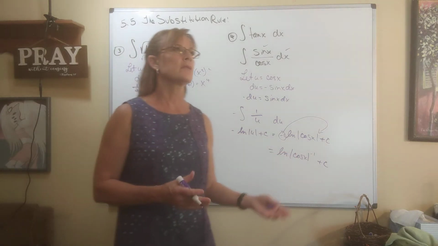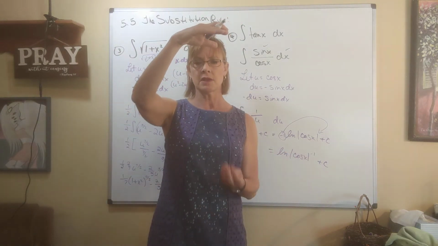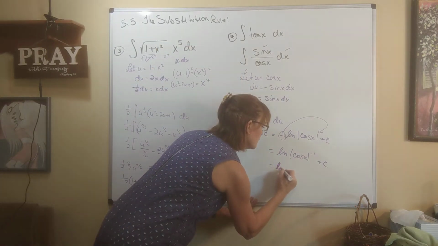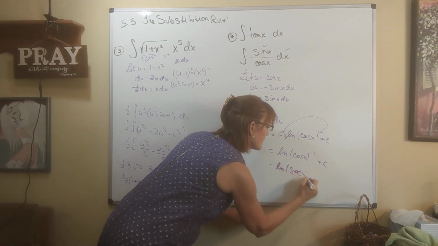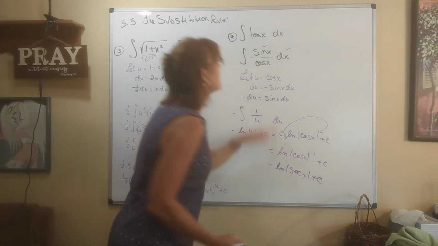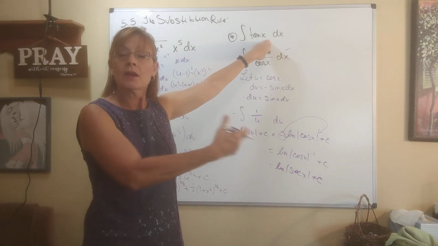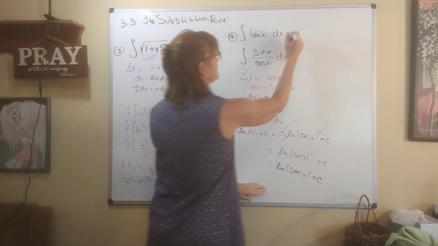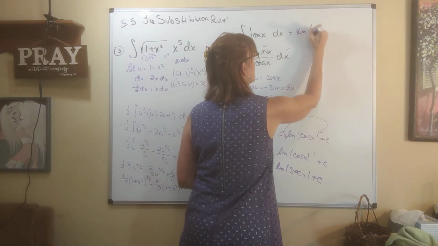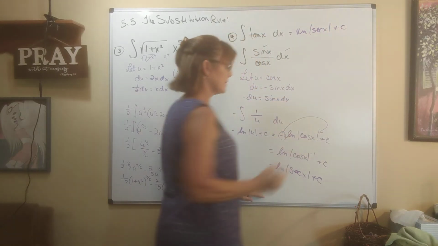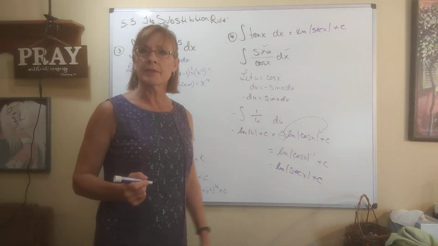But cosine of x to the negative 1 is 1 over the cosine of x, and that's known as the secant of x. So many times you will see that the integral of tangent, which we're going to need later, is equivalent to the natural log of the secant of x plus a constant. So I wanted to kind of develop that one with you.